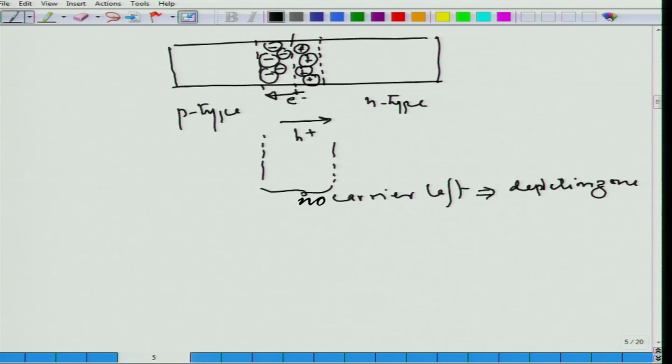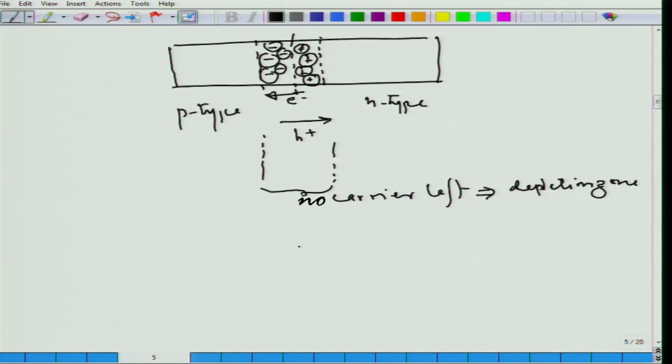So, if I look at this situation, because of this transfer of a high concentration of electrons to the p type and of holes from the p type to the n type, we have developed a built-in potential inside the material, and this built-in potential leads to a field. As you can see, there is positive charge here and negative charge here, so it is going to lead to a field in this direction, and this field opposes this motion.